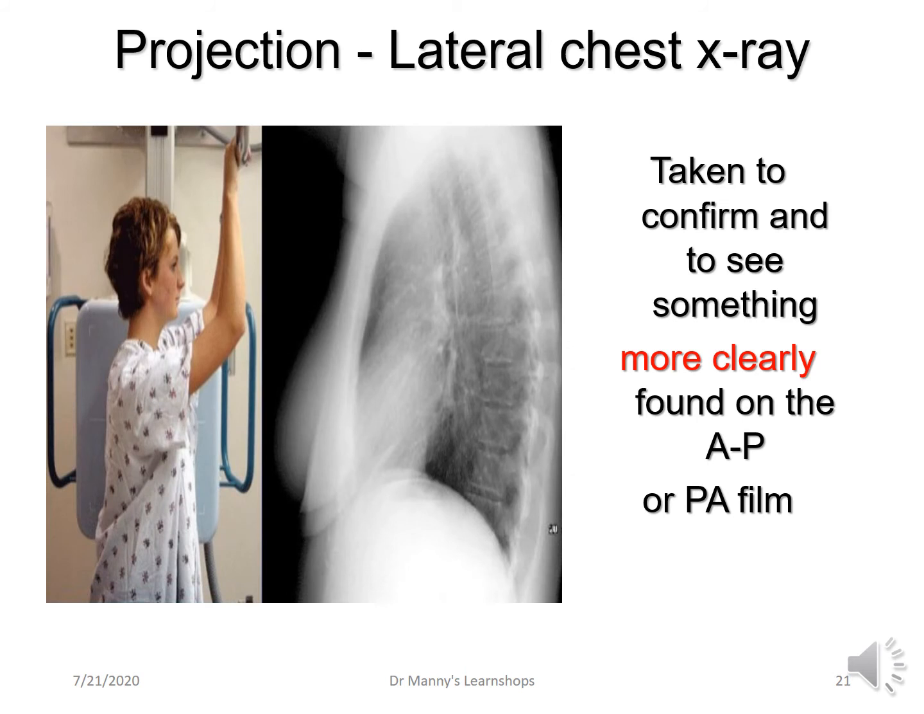Projection can also be using a lateral chest X-ray. A lateral chest X-ray is basically taken to confirm something that you saw on the AP or PA film, and you want to see it more clearly, or you want to identify the location of it. So it's just an adjunct to your PA film or your AP film. It isn't typically taken routinely.